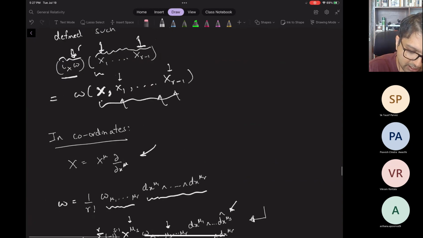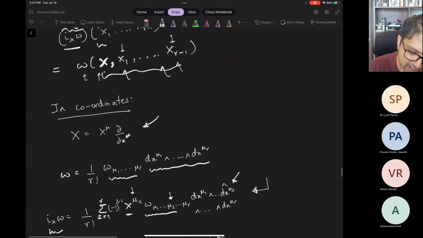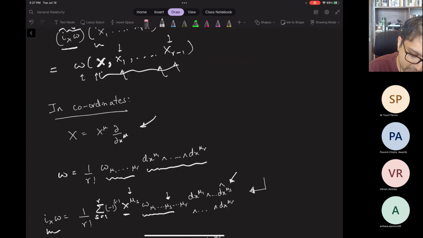Okay, that is omega. I'm only considering the action on x. This x can be acted on by any of these indices. It can be acted on by the mu1 index, the mu2 index, the mu-r index. So in general, I'm denoting it as a summation by the mu-s index acting on the x. What it does is it picks out the x mu-s coefficient, and it drops this dx mu-s hat.